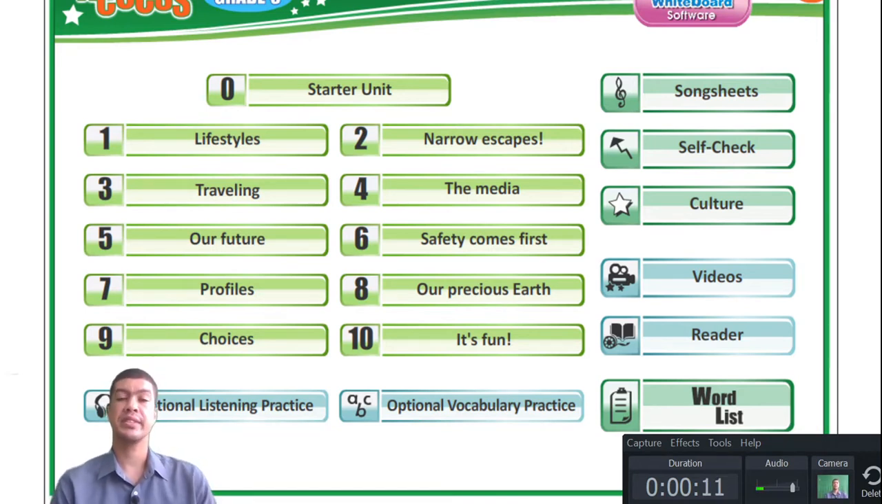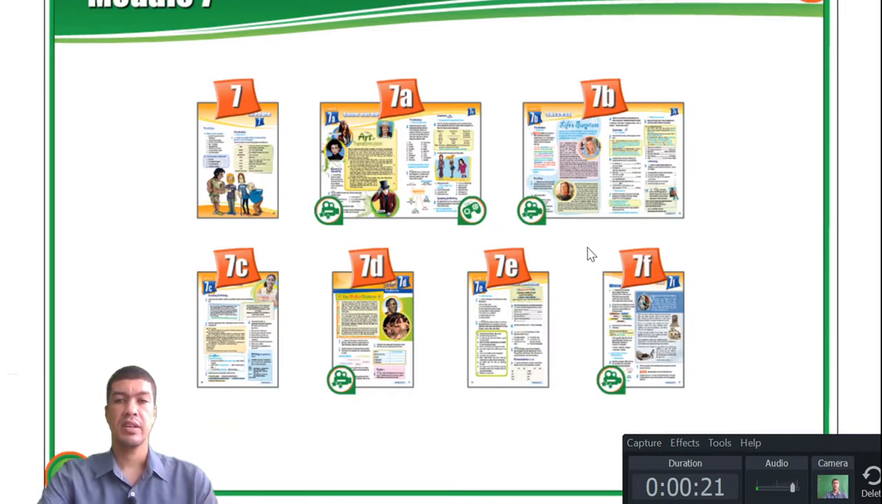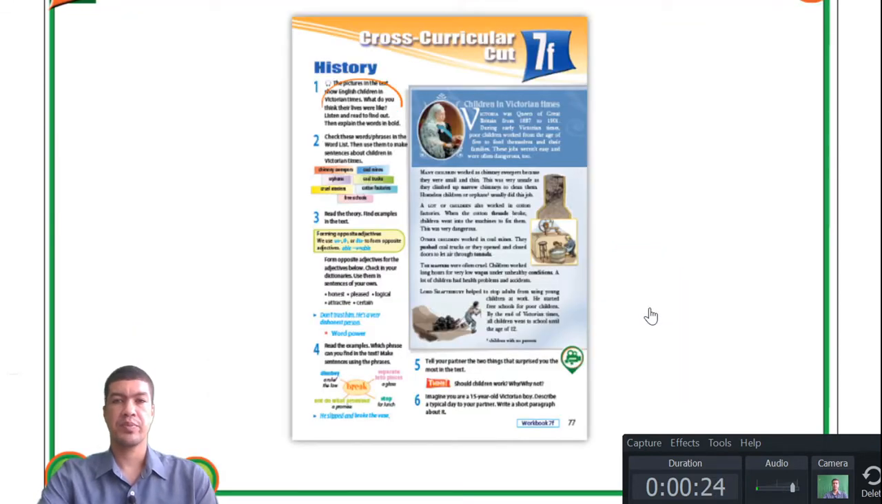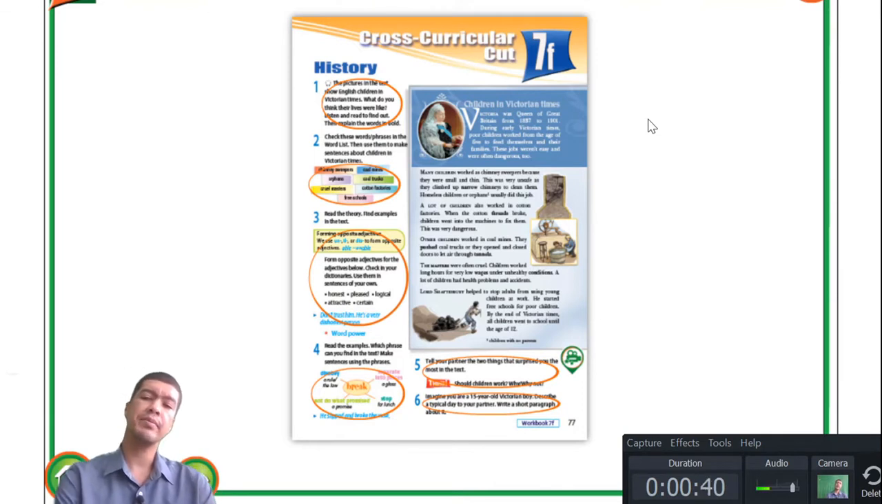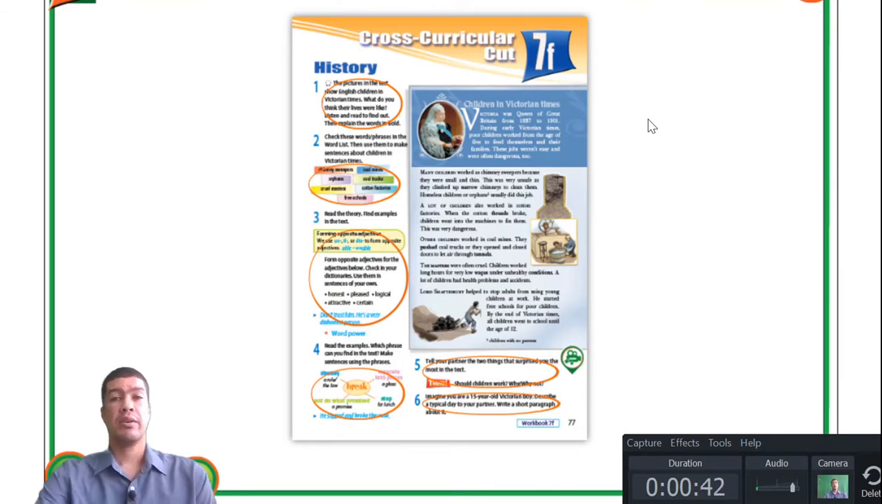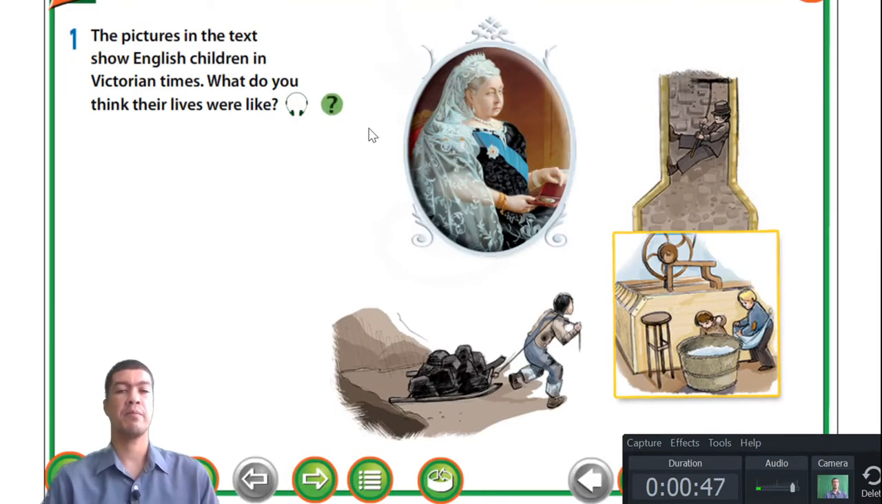We're going to do unit 7E. Our theme for today is profiles, and let's start off with unit 7F. Looking at unit 7F, our topic for today is history. So let's go back into a little bit of history and see how times changed from way back until now. If you have your books, you can open and follow me.